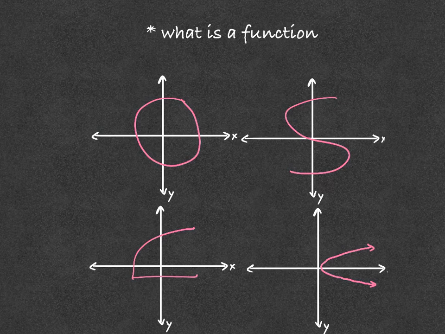Let's look at a couple of them that are not functions. In this case, we've got a circle. So that's not a function, right? If you look at it, for the same x value, x equal to a for example, it gives you two outputs. So if one input gives you more than one output, that's one-to-many. In other words, that's not a function.